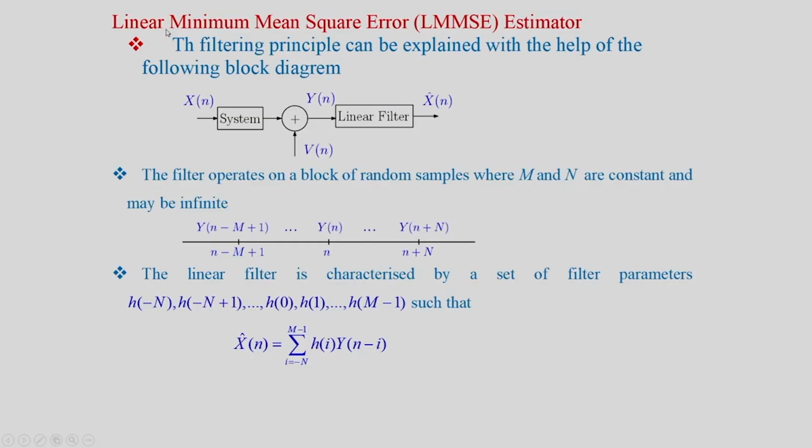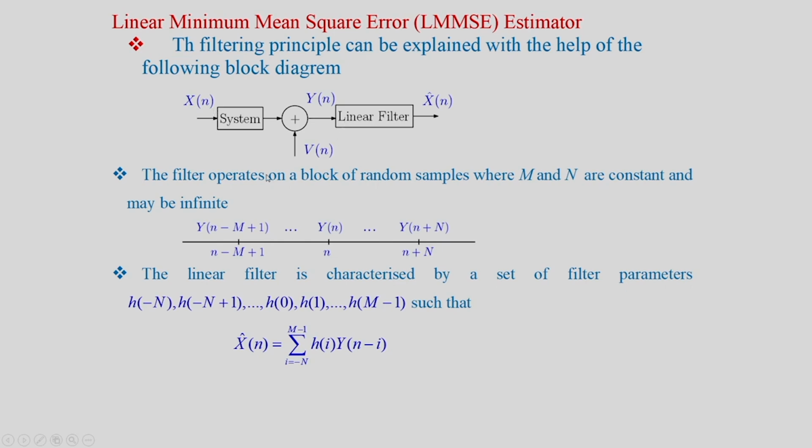Now, we will discuss the linear minimum mean square error, LMMSE, estimator principle. The filtering principle can be explained with the help of the block diagram here. So, suppose xn is passed through some system and the output is also corrupted by noise Vn, and this is my observed data yn, and we have to apply some linear filter to get back x hat n, which is an estimate of xn.